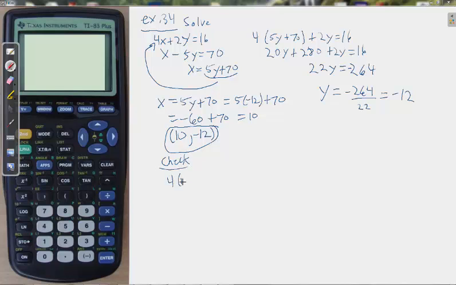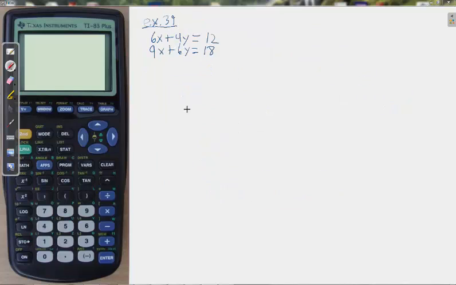4 times 10 plus 2 times negative 12 equals 40 minus 24 equals 16, and that's correct. And then 10 minus 5 times negative 12 equals 10 plus 60 equals 70, and we're good there too. Next we're going to look at exercise 39.